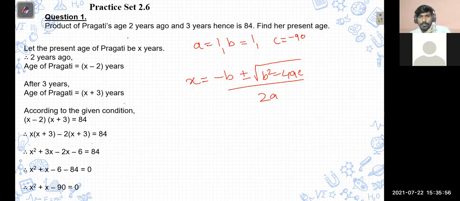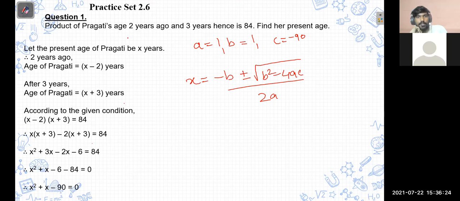Are you getting the answer? I'm just getting the answer as -1 plus root 361. So I don't know what root that is. I'm just finding the root of 361. But I don't think it is a root of anything. So that is why I was finding it out.